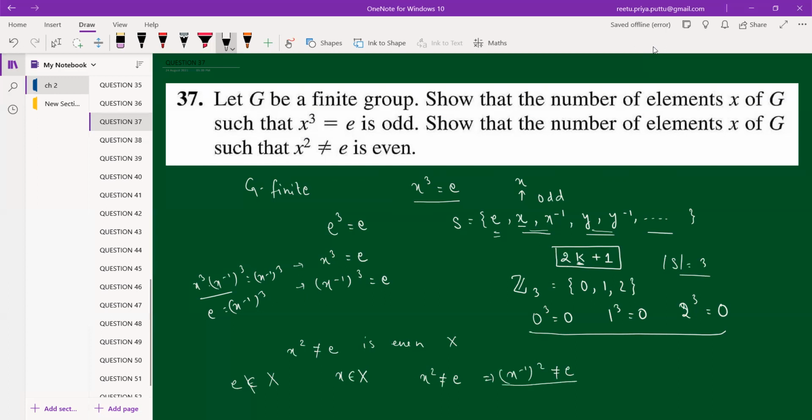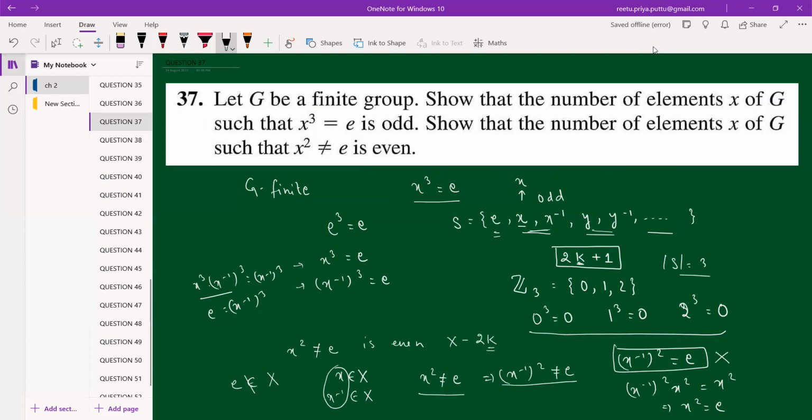Suppose this was not the case and for x inverse squared we got identity, then what we can do is multiply with x square and we would have got x square equals identity. But we have already considered that x square is not equal to identity. Hence, this assumption is wrong. So x inverse square must not be equal to identity. And whenever x belongs to X, x inverse also belongs to X. And from here, what you can say is, again by the pairing formula, X has only 2k elements.